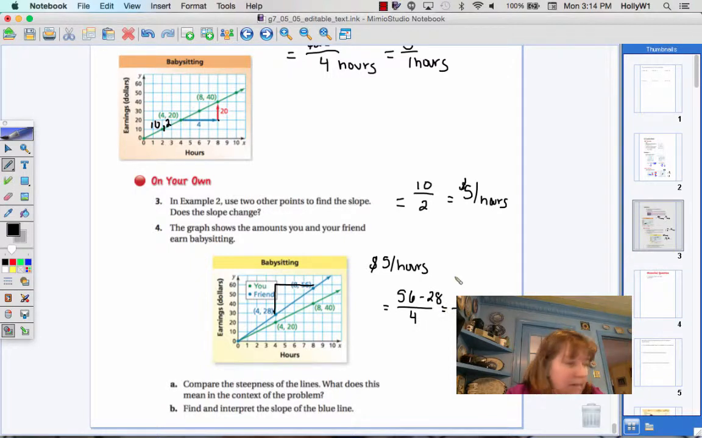If I figure this out, I've already done the math, so I'm going to grab it off of there. It's 28 divided by 4, which gives me $7 per hour. So yeah, Caroline's line is steeper and she does make more than I do.